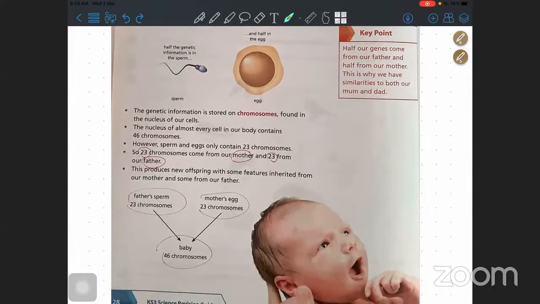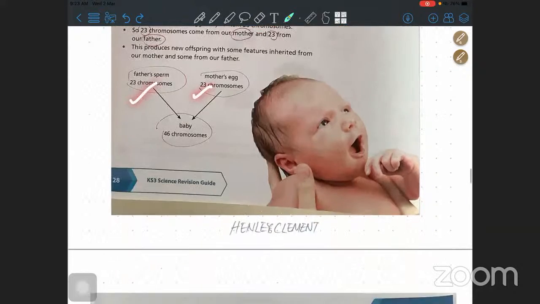The genetic information is stored in the chromosomes. Okay, the structure that stores our information is called the chromosome, found in the nucleus in our cell. The nucleus of almost every cell contains 46. For human beings, we have 46 chromosomes. However, the sperm and egg only contain half of them, which is 23 and 23 on the other side. So the 23 and 23 combined, again, you have the 46. This is possibly a new offspring. So this is the new one, with some features inherited from the mother and some from the father. So here comes the new baby.